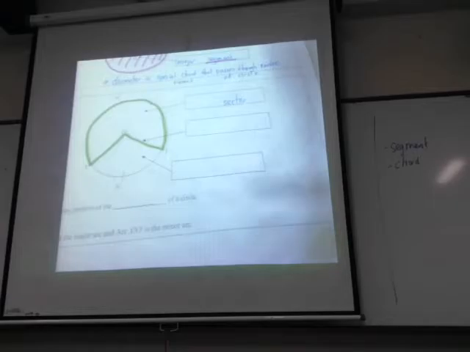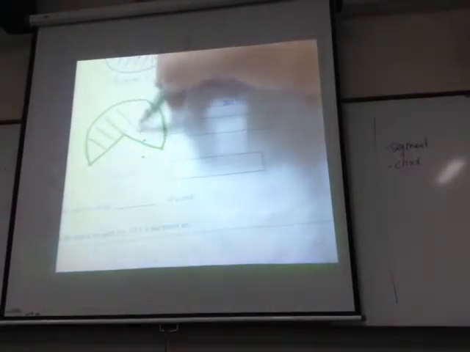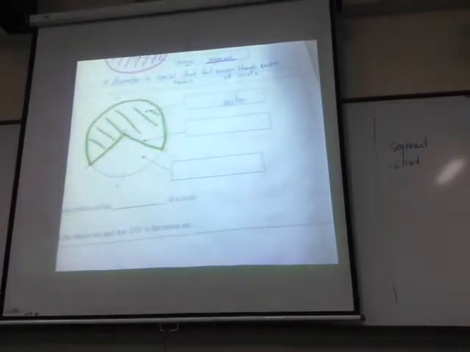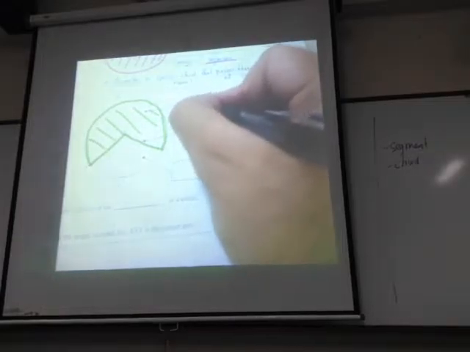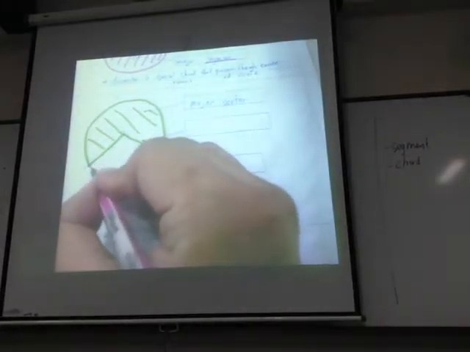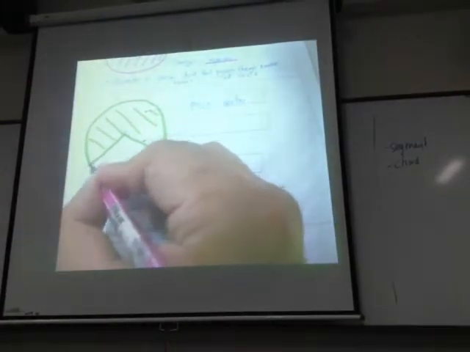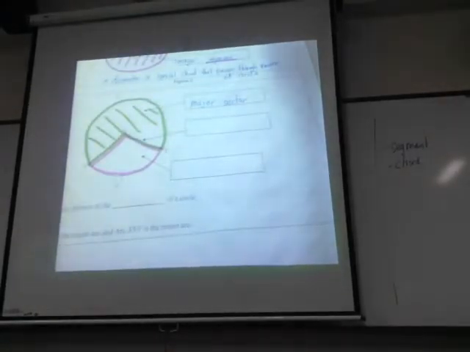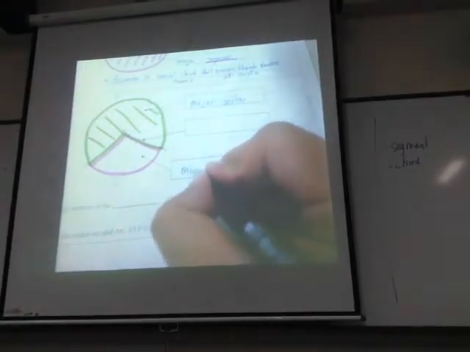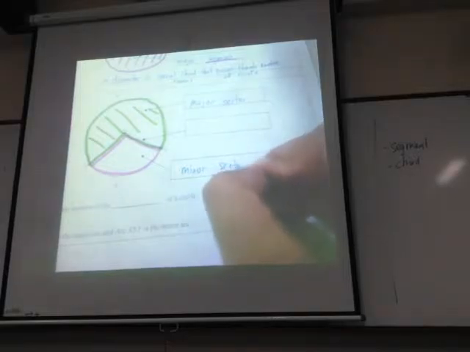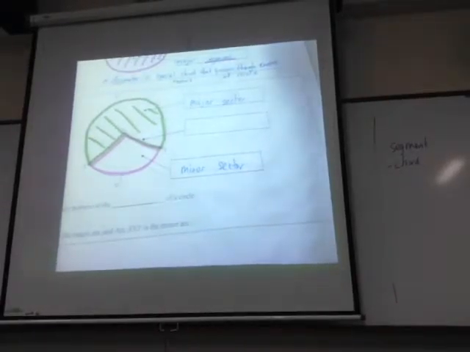And I think you want to color it. Very good. The space is called major. So this is called major sector. And of course the small one. Thank you, Matthew. It's called a minor sector. Thank you.